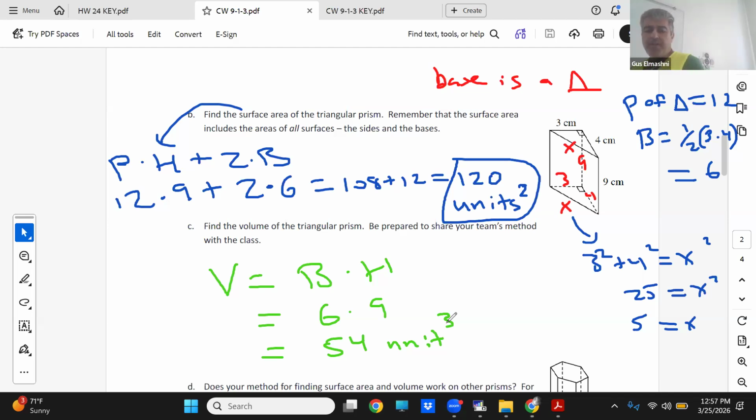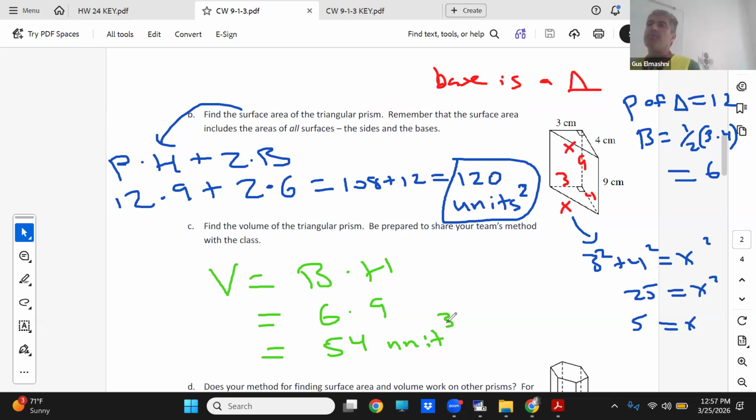But if you do length times width times height, the reason why that works is because you're dealing with a rectangular prism, right? Because length times width is the area of a rectangle. But that won't work for this one because, if you think about it, it's half of a rectangular prism. What if I had two of these and put them together? They would form a rectangular prism, because right triangles are also half of rectangles. For this one, it's not a rectangle.